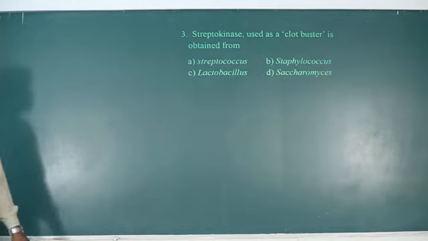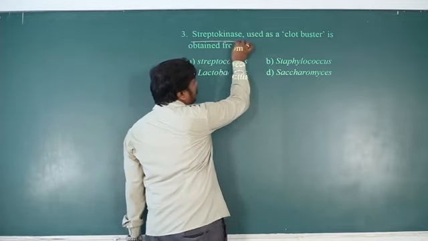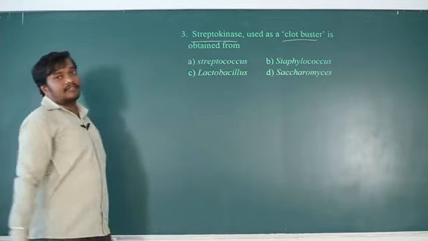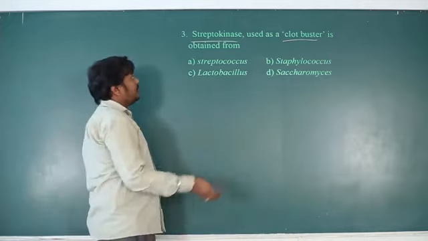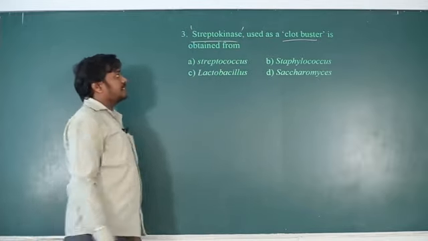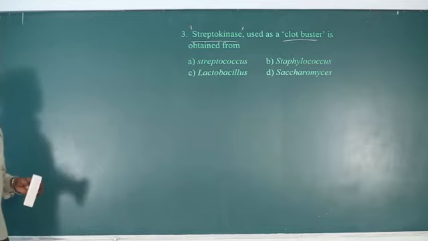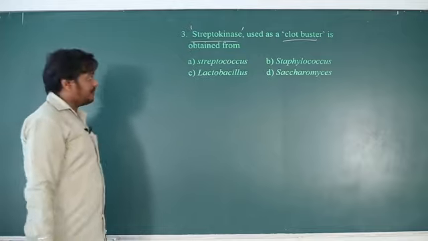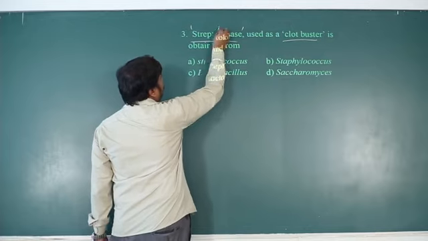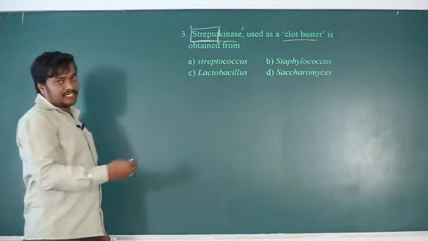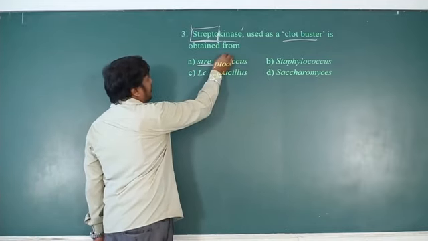Question number 3. Streptokinase is used as a clot buster. You need to remember this. In a patient who has had a heart attack, in the emergency case, the first injection the doctor gives is streptokinase itself, because it removes the clots in the blood vessels. So streptokinase is preferred to remove clots and make blood flow free. You can easily remember the organism name. See the strepto, the name is derived from the genus name itself.